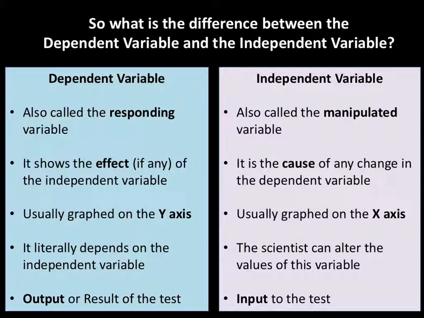The independent variable is also called the manipulated variable. It is the cause of any change you see in the dependent variable. It's usually graphed on the x-axis. The scientist can alter the values of this variable at any time. Think of it as the input to the test.